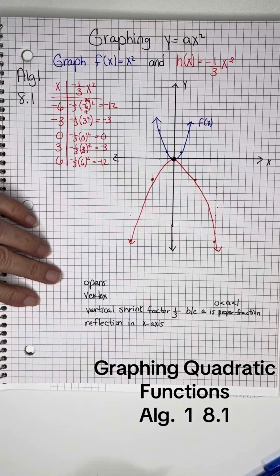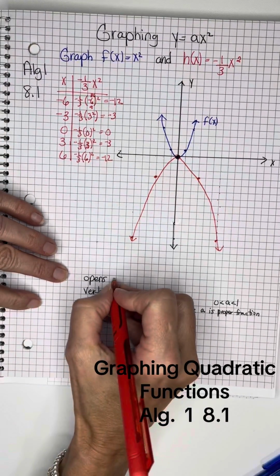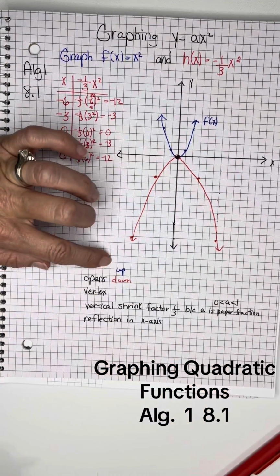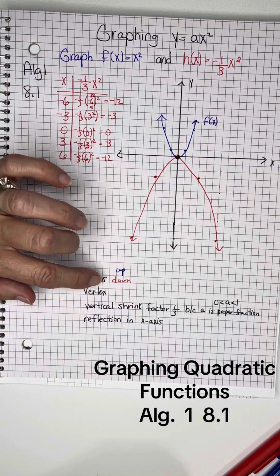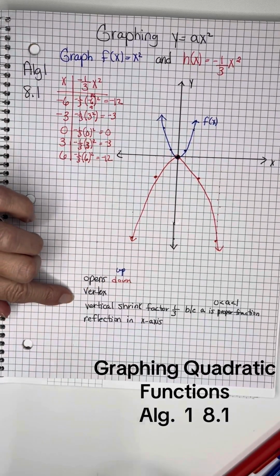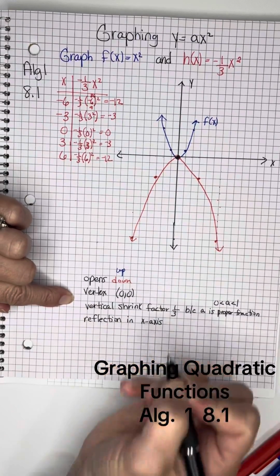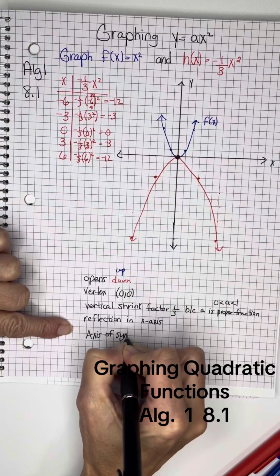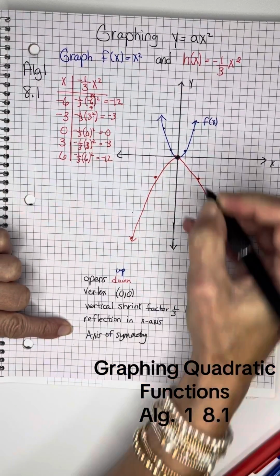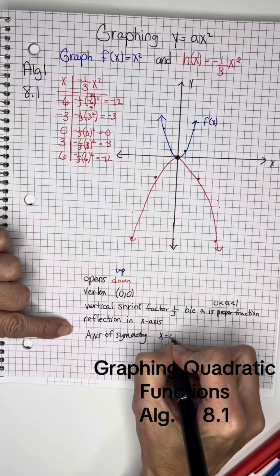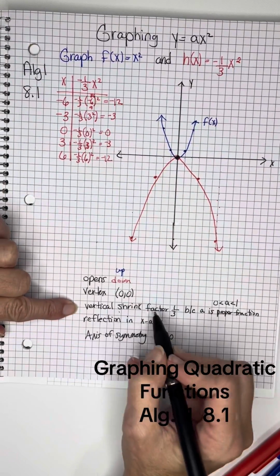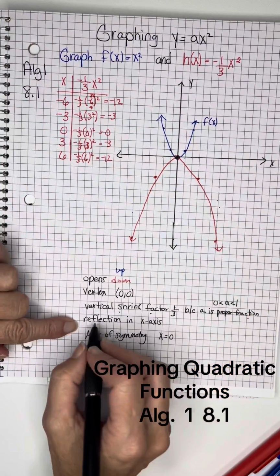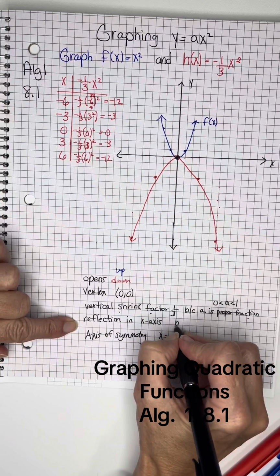All right, so the second one opens down. The first one opened up. So the parent one was up. H of x was down. The vertex on both of these was at 0, 0. I didn't write down axis of symmetry. I should have. The axis of symmetry on both of them is that middle line where x equals 0. It is a vertical shrink by a factor of 1/3 because a is a proper fraction. And then it's a reflection in the x-axis because a is negative.